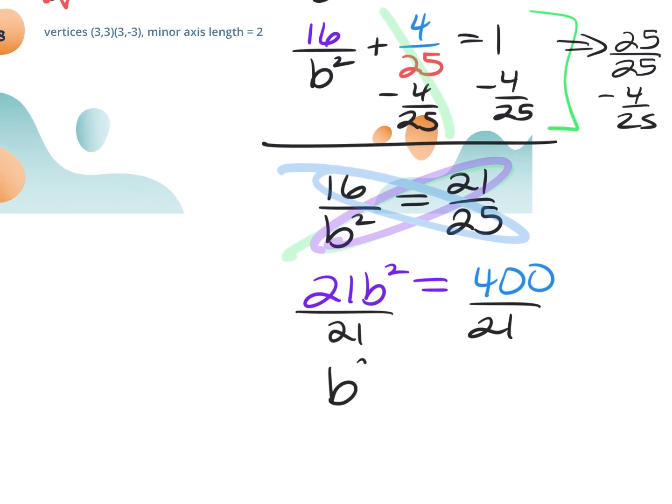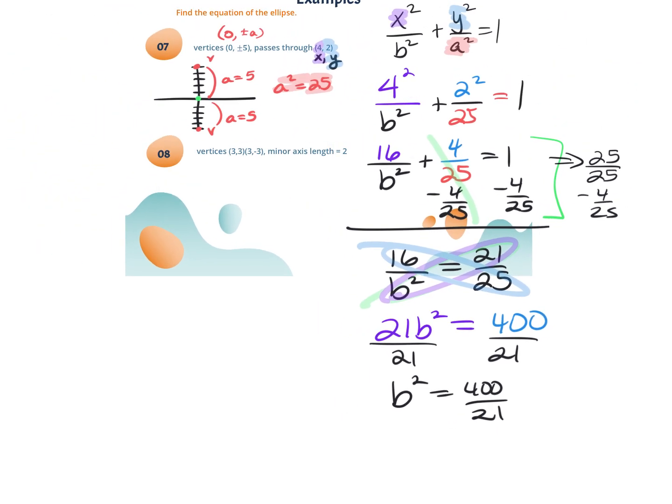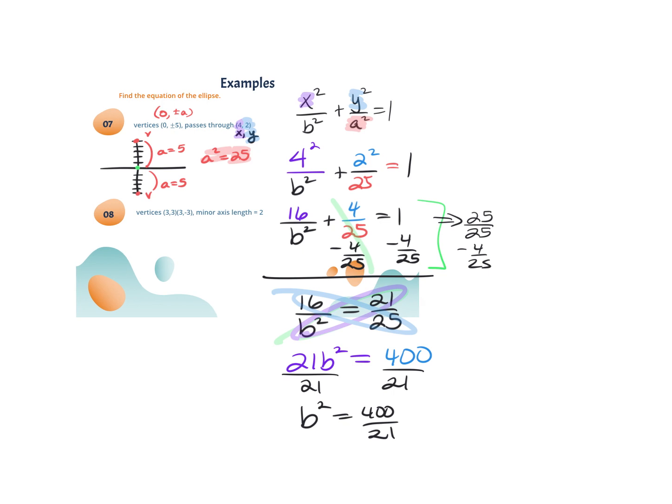And b squared is equal to 400 over 21. Remember, we don't need to square root it. We need b squared. And I have a squared. So now let's put it in. Let's go back up here and fill this in. So I have x squared over b squared, which is 400 over 21. And then y squared over a squared, which was 25.